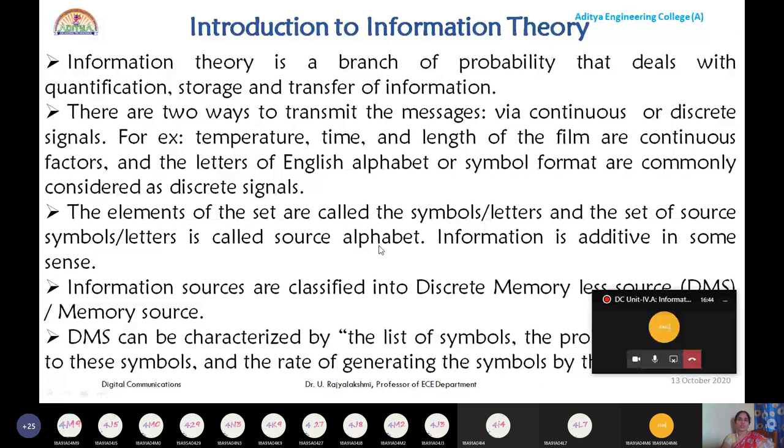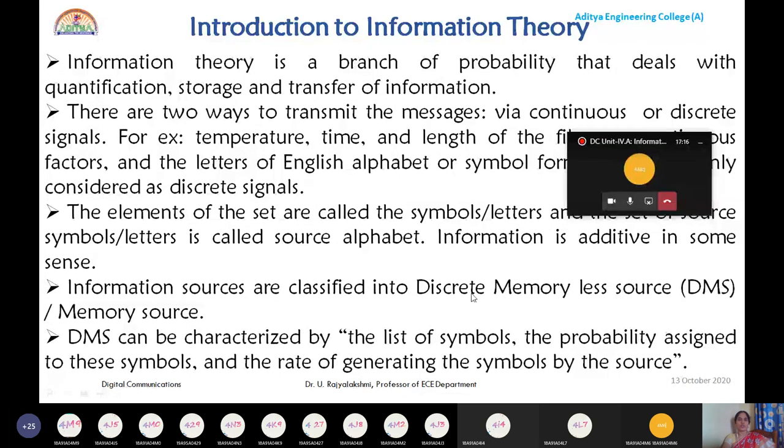So the thing you should know here from the third point is that the sequence is a combination of symbols, and each symbol comprises a certain number of bits based on the type of transmission technique. And here the information is always additive in some sense, so we are assuming the information to be additive in nature. Information sources are classified into two types: one is the discrete memoryless source and the other is the memory source.